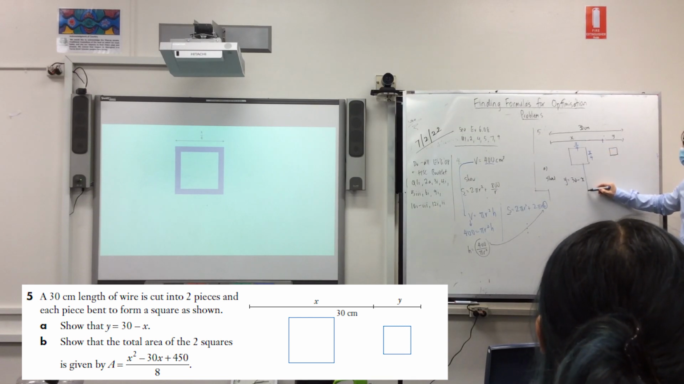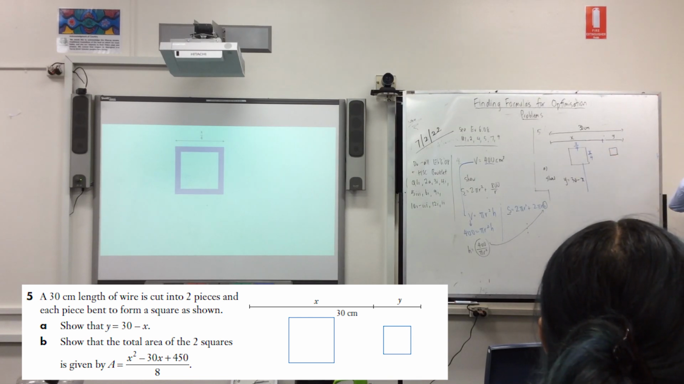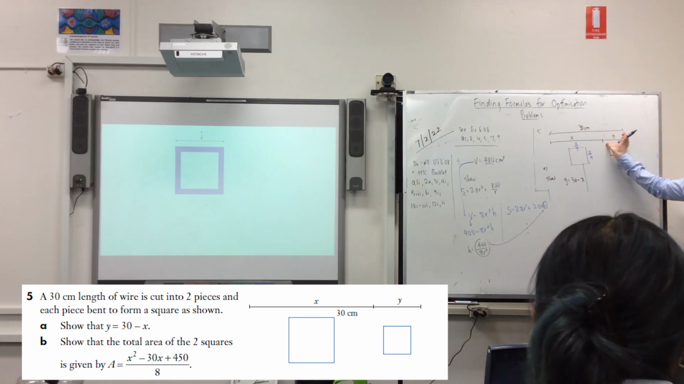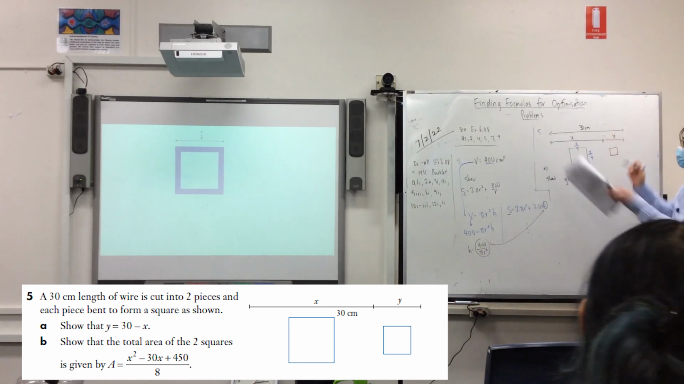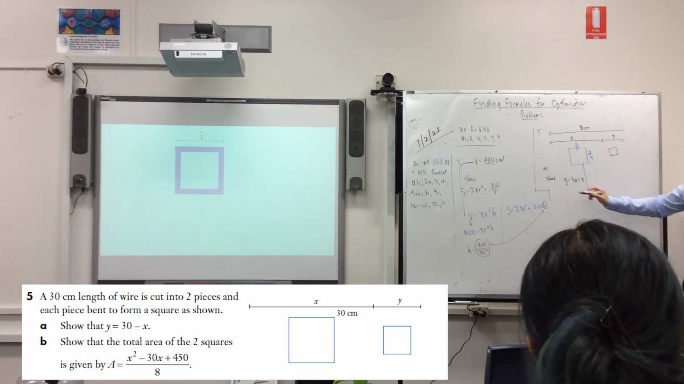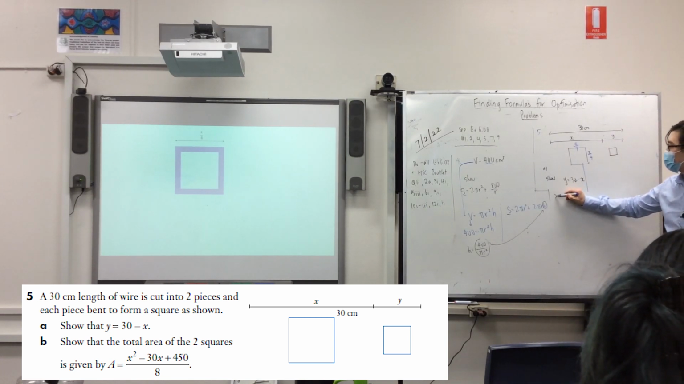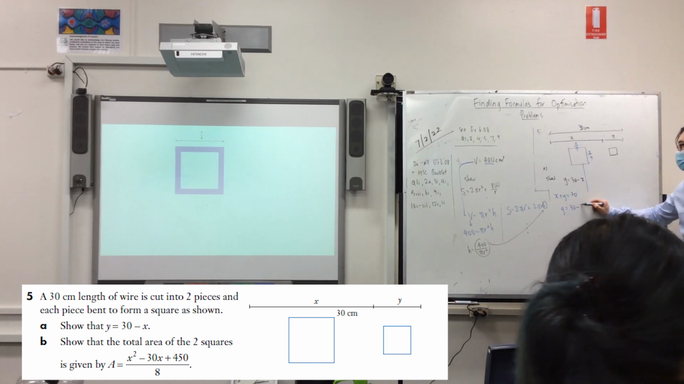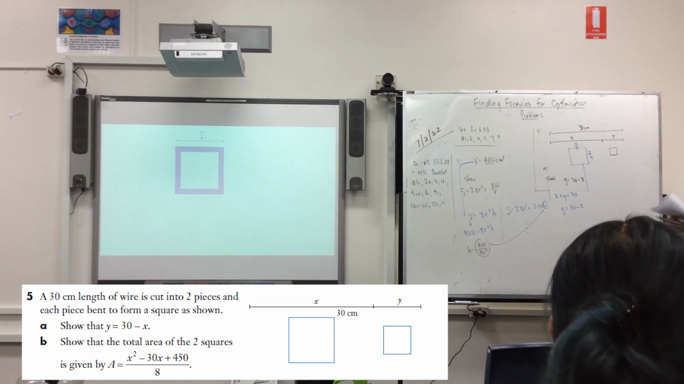Oh sorry, the first part's very easy. Why is Y equal to 30 minus X? Well, it's pretty straightforward. That is literally 30 take away X. So you can just say X plus Y equals 30, and then you could write Y equals 30 minus X. That's the easy part, so I just skipped the question because it was so easy.